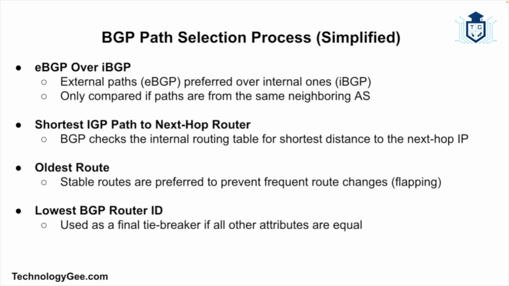Then you have the external BGP, which is preferred over the internal BGP. Then there's the shortest path to the next hop. There's the oldest route, and then there's the lowest BGP router ID. And there are even more steps, but those are the major ones that help BGP decide which path to take from point A to point B.